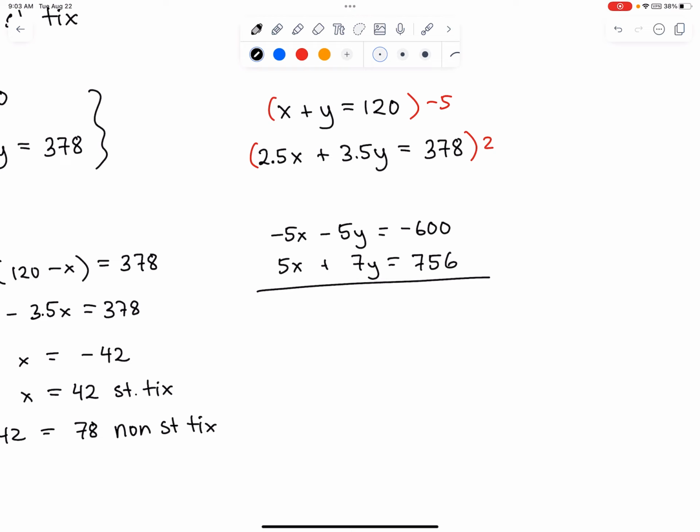Adding the two equations together, the x's eliminate, but the y's will add to a positive 2y. And then the -600 and the positive 756 will add to 156. And then solving for y, divide both sides by 2, and we have our 78. And remember, y was the non-student tickets. And then once we know this one answer, we can find x by substituting y back into either equation and solving for x, and that will confirm that we get x equals 42 student tickets.